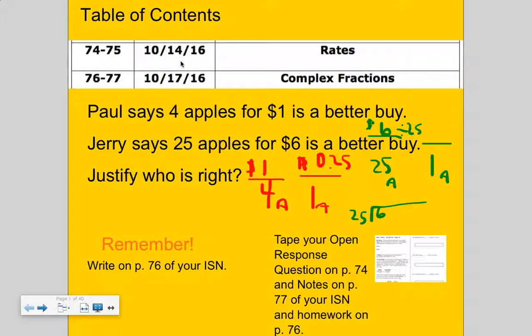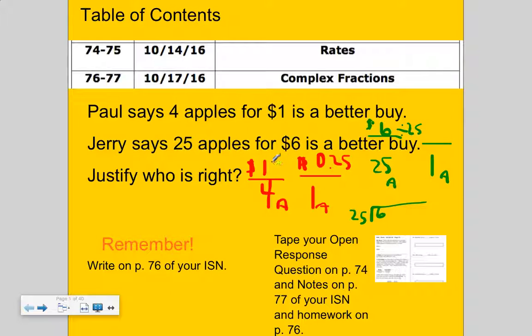This is the study of complex fractions and rates. So let's look at our number routine. Paul says 4 apples for $1 is a better buy, while Jerry says 25 apples for $6 is a better buy. Justify who is right. So we need to do literally an apple-to-apple comparison. So what happens if each person buys 1 apple?